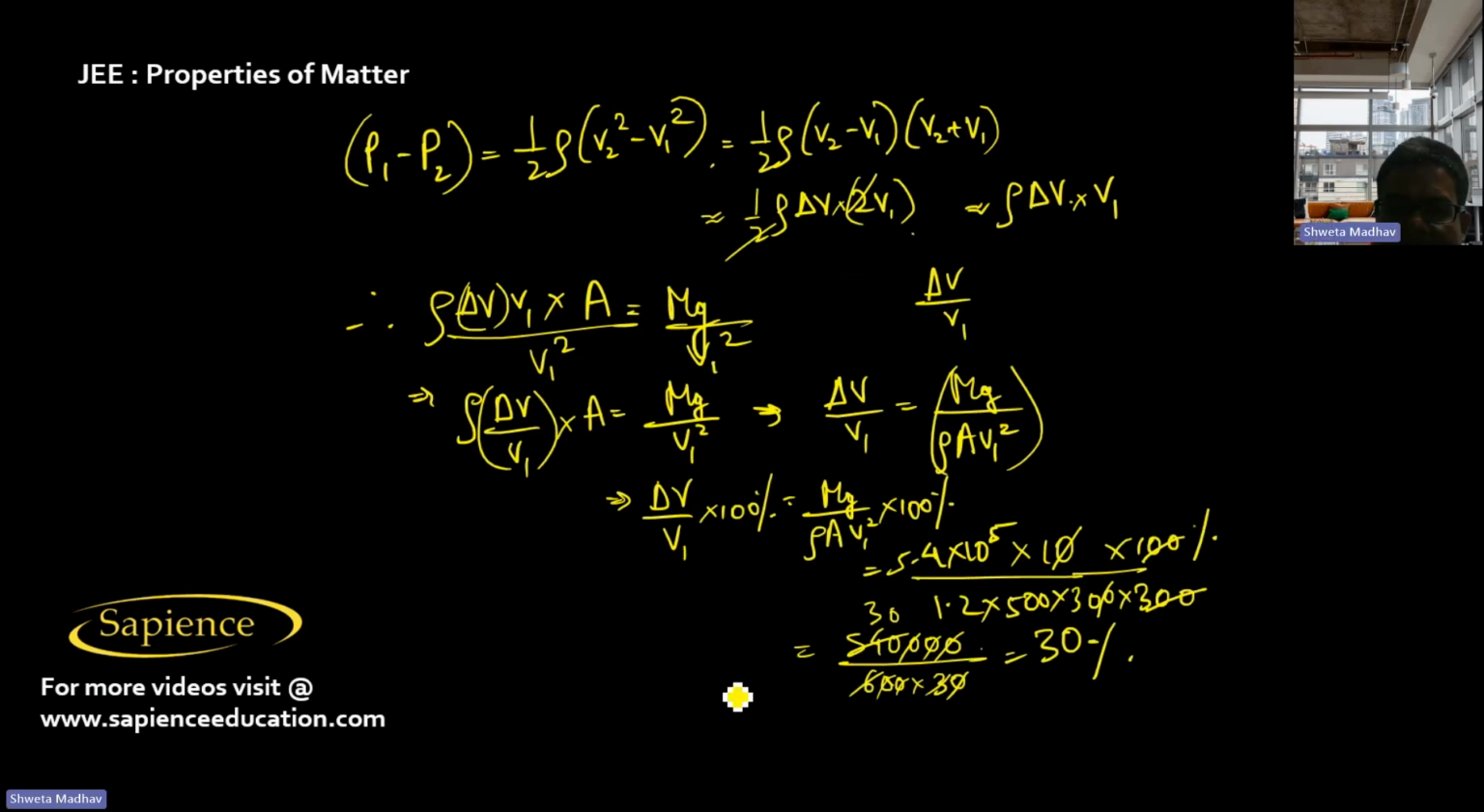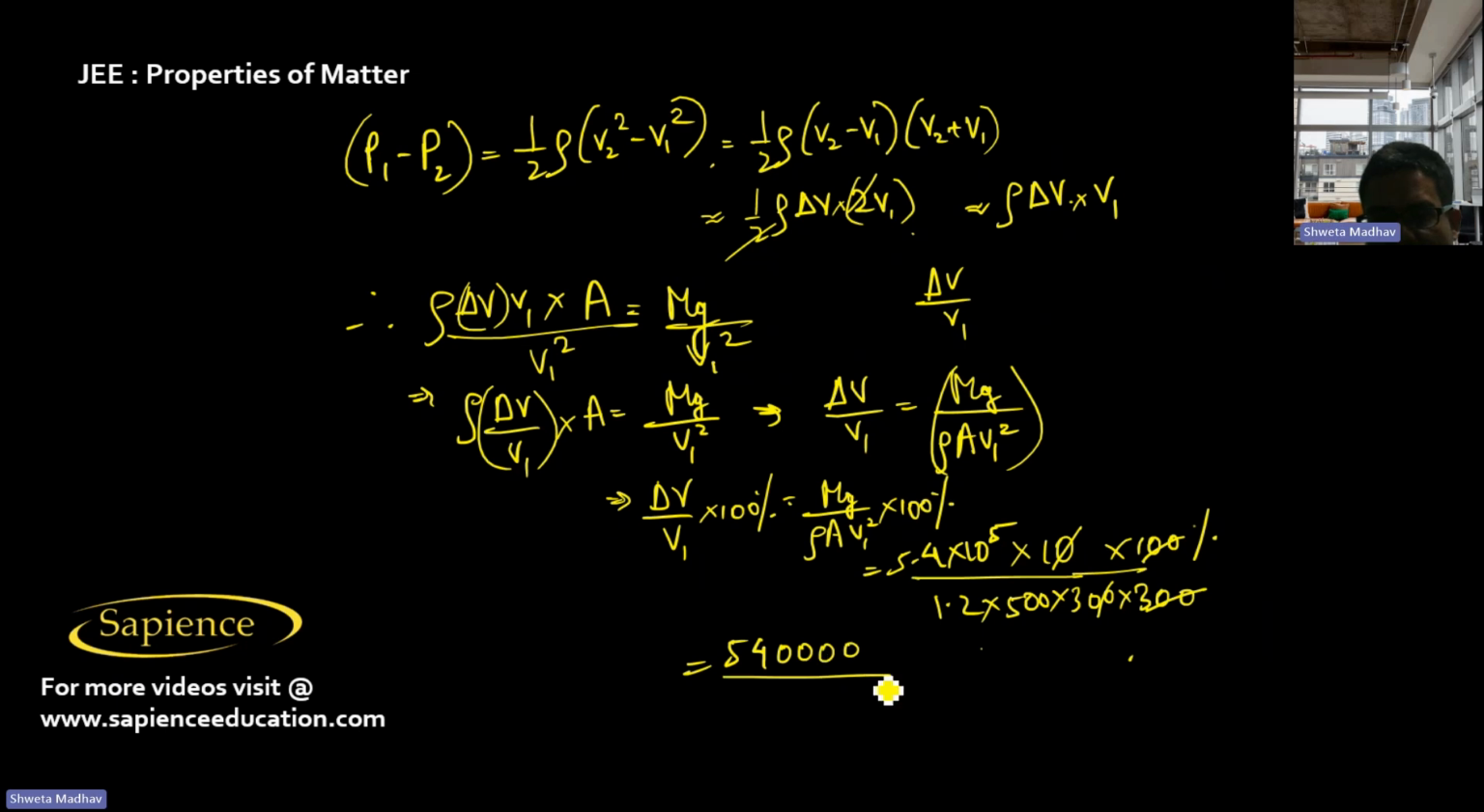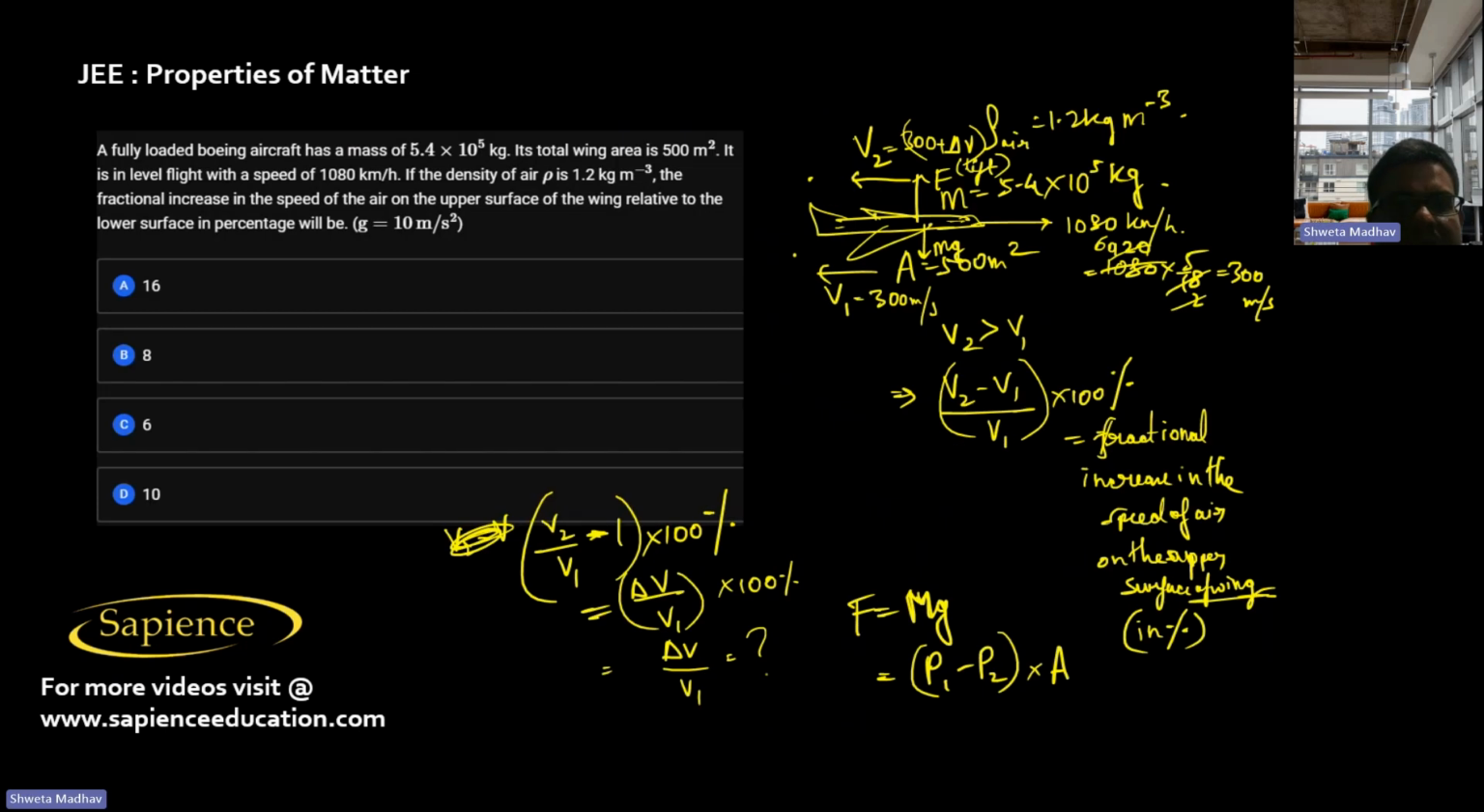Okay, sorry. It's wrong. So this is actually 5400,345 divided by 60. So 600 into 30 into 3, that is 90. So the zeros will cancel, 3 zeros will cancel, and 6 nines is 54. So 10. So 10%. So 10% is the fraction increase in the speed of the air.